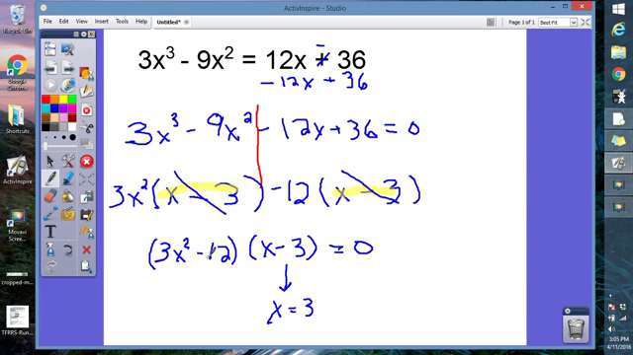Over here, you're going to have to solve this. Don't try to do it in your head, just make an equation out of it. 3x to the second minus 12 is equal to 0. You'll add 12 to both sides. So you get 3x to the second is equal to 12. Don't take the square root yet. You've got to get rid of this coefficient. We're going to divide by 3. You get x squared is equal to 4.